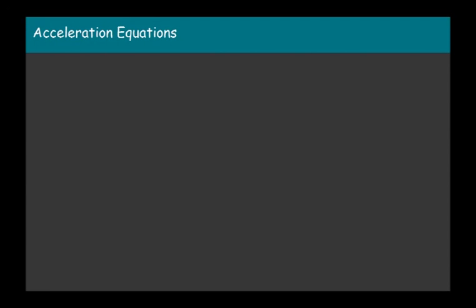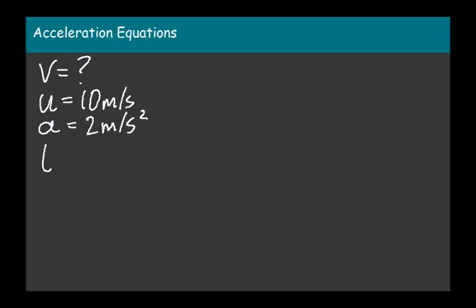Let's look at how we can find the final velocity of an object if we know its initial velocity, the acceleration, and the time that it's accelerated for. So in this case, we're trying to find out what v is, the final velocity. If it starts out with a velocity of, let's give an example, 10 meters per second, and it accelerates at 2 meters per second squared for a time of 6 seconds.